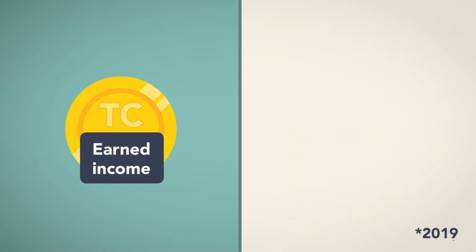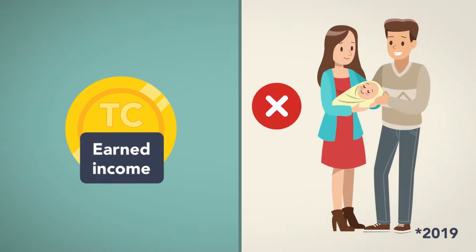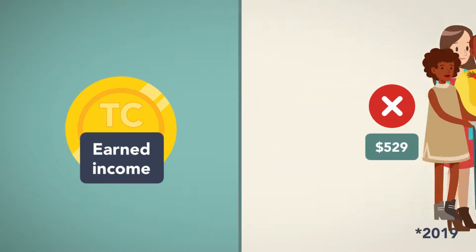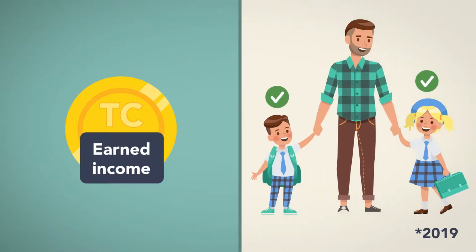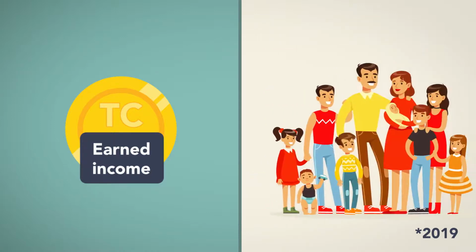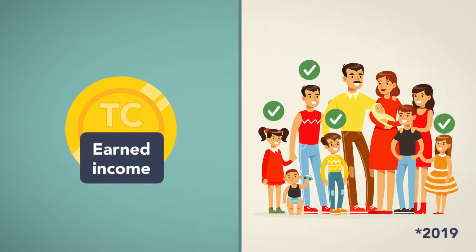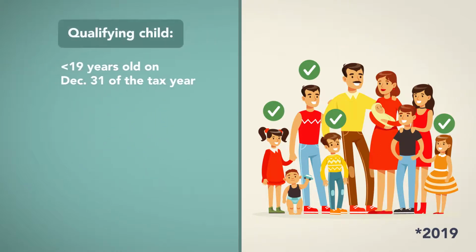For 2019, for families with no qualifying children, the credit is $529. For families with one qualifying child, the credit is $3,526. For families with two qualifying children, the credit is $5,828. For families with three or more qualifying children, the credit is $6,557.